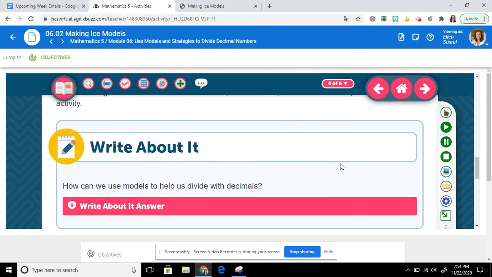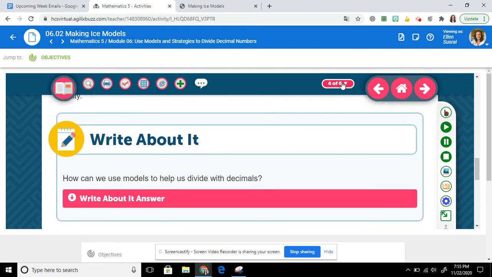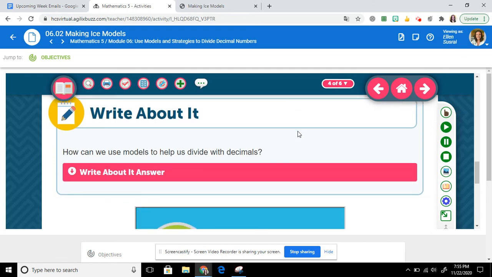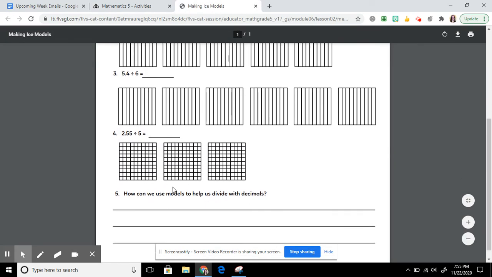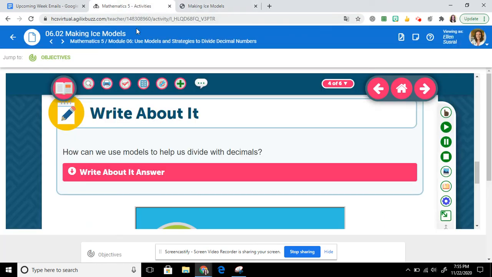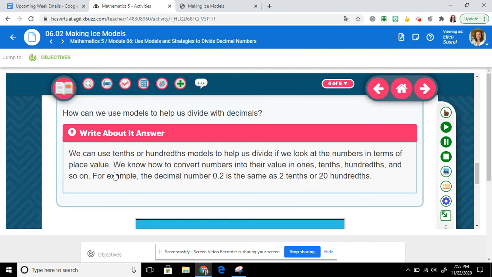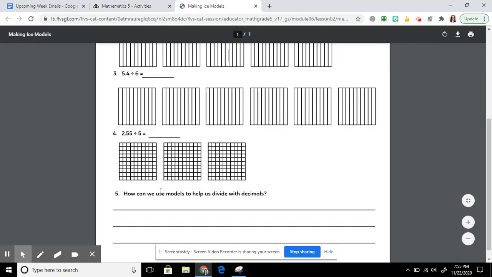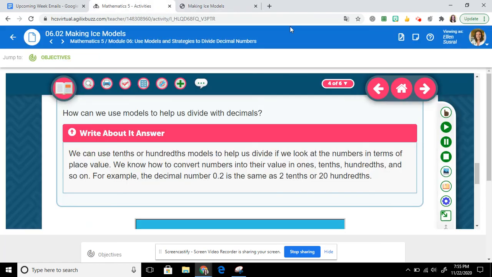And then for number 5, if you go to page 4 of the lesson, for number 5 on your worksheet, how can you use models to help us divide with decimals? Look at the question. How can we use models to help us divide with decimals? It's the same question, and then it has the answers for you. So make sure you go through the lesson and read this. A lot of times when you have short answer questions, especially in math, the answer can be found right in the lesson. So on page 4, you can read about how models can help us divide with decimals.